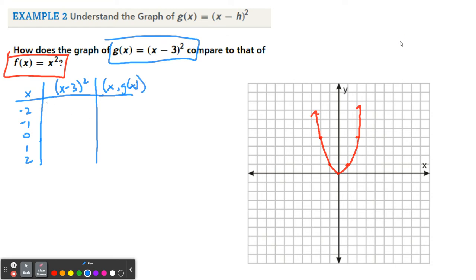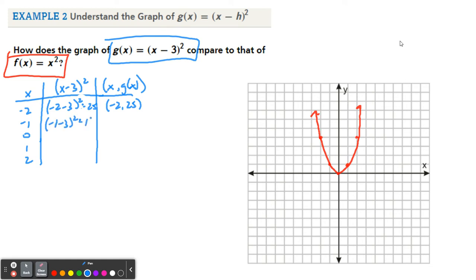Okay, so when you plug in negative 2, it's negative 2 minus 5 squared. That's negative 7 squared, which is 49. Oh, I'm sorry, wait. Negative 2 minus 3 squared, which is negative 5 squared, which is 25. I was getting ahead of myself. Sorry about that. I'm not trying to change the function. This is negative 2 minus 3 squared, which is negative 5 squared, which is positive 25. So negative 2, 25.